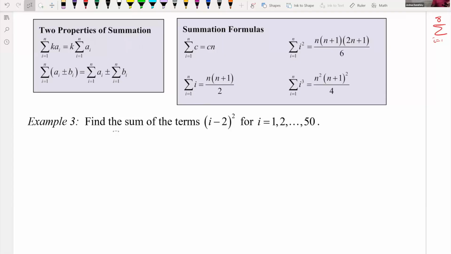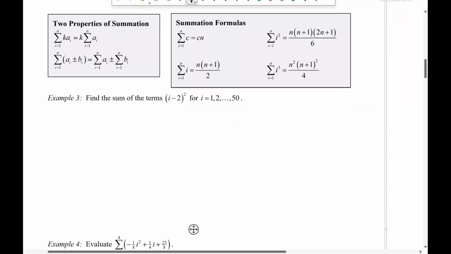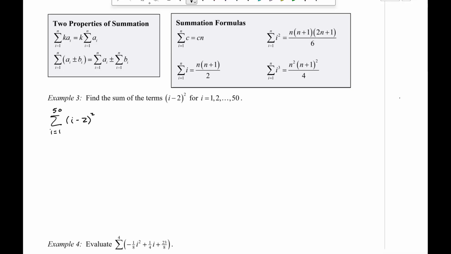So let's look at example 3 here. Find the sum of the terms (i minus 2) squared for i equals 1, 2, 3, 4, all the way up through 50. Rewriting this with summation notation looks like this. We want the sum, i going from 1 to 50, of (i minus 2) squared. Now, our goal is going to be to rewrite this expression so we can use the summation formulas above. So we'll go ahead and square the expression i minus 2 and get something like this.